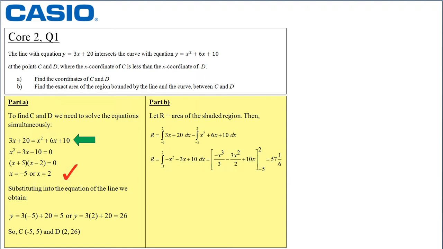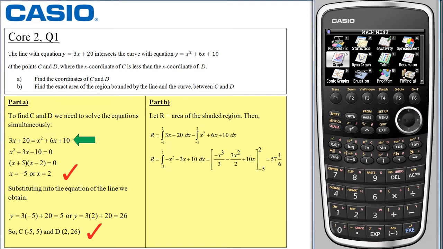To obtain the following values of y, I needed to substitute into either of the equations, and I chose the equation of the line just because it's a slightly easier substitution. And I find the values of y to be 5 or 26. And so that means the points C and D are minus 5, 5 and 2, 26 respectively. I can use the Casio Graphical Calculator to confirm this.